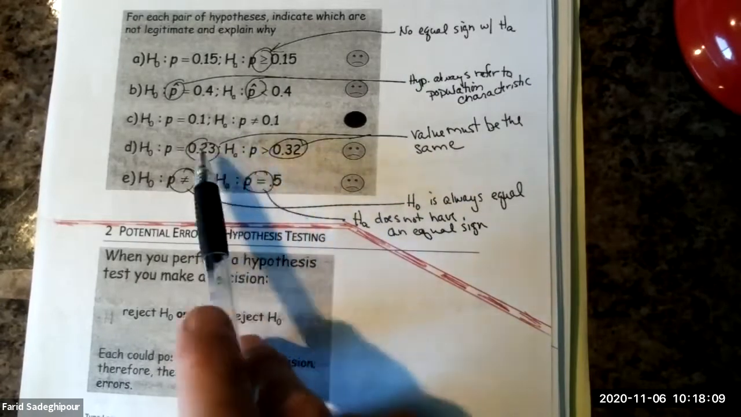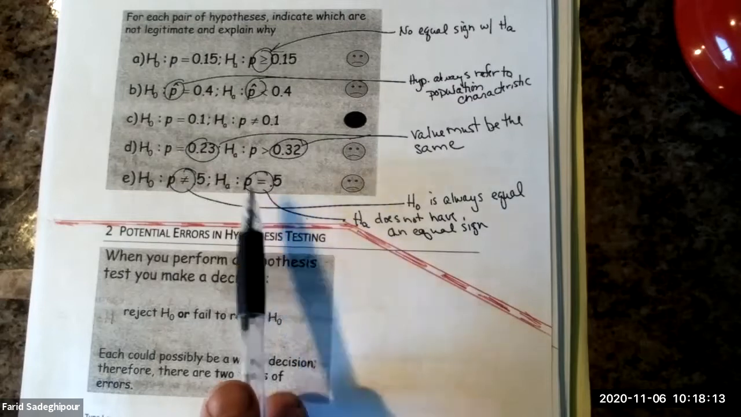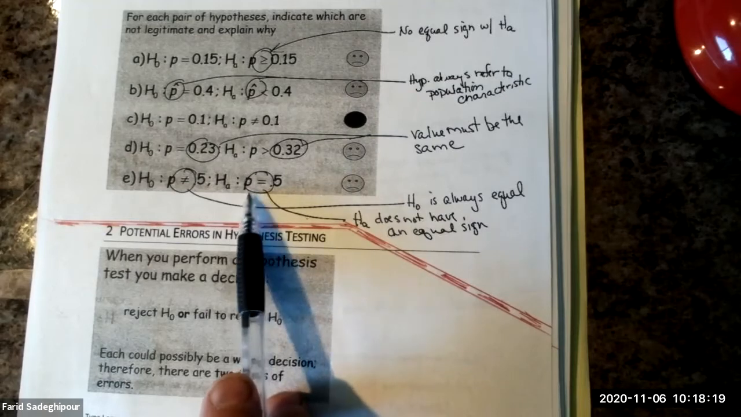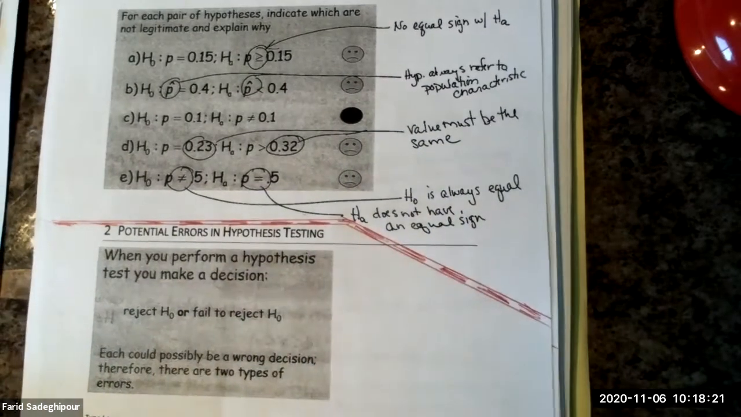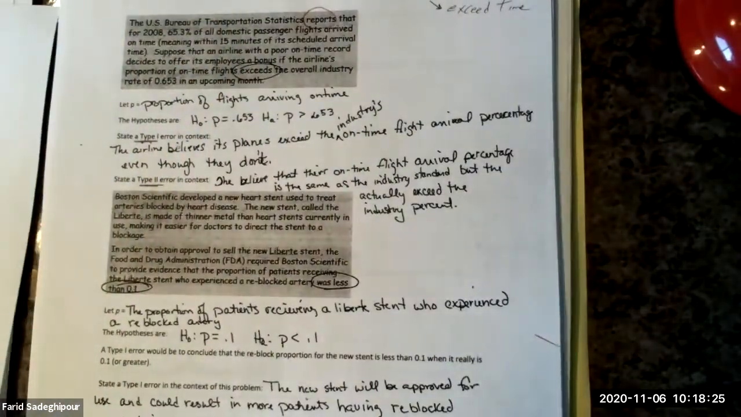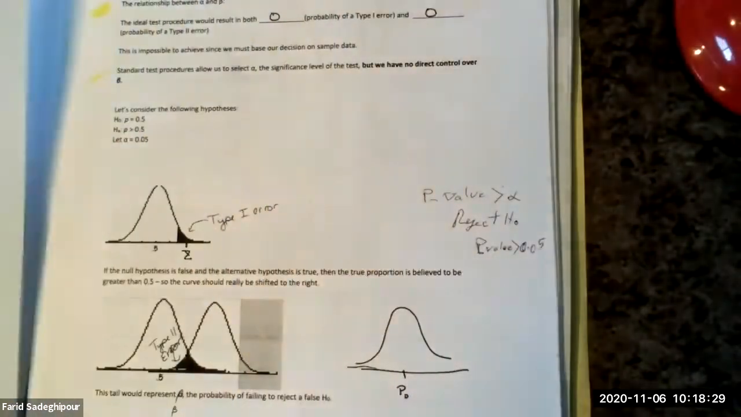These two numbers must always be equal. So this is not correct. Again, this one, HA cannot take an equal sign. These are more examples here that you could read.